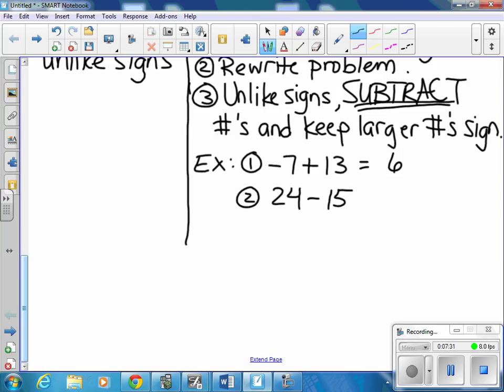Again, a positive 24, a negative 15, that's 2 different signs. So we're going to subtract the numbers. 24 take away 15 is 9. Because 24 is the bigger of the 2 numbers, it's a positive, so the 9 stays positive.